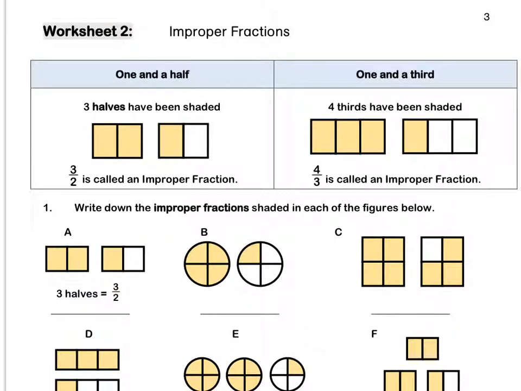Worksheet 2, Improper Fractions. In this diagram, we are working with halves. 1, 2, 3 halves have been shaded. We write this as 3/2, and this is called an improper fraction. In this diagram, we are working with thirds. 1, 2, 3, 4 thirds have been shaded. 4/3 is also called an improper fraction.